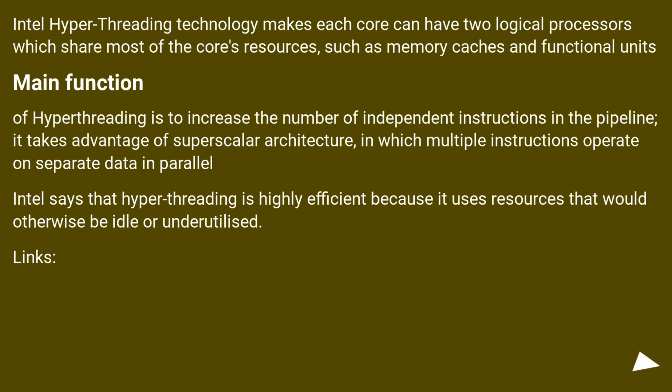Intel hyperthreading technology makes each core have two logical processors which share most of the core's resources, such as memory caches and functional units. The main function of hyperthreading is to increase the number of independent instructions in the pipeline. It takes advantage of superscalar architecture, in which multiple instructions operate on separate data in parallel. Intel says that hyperthreading is highly efficient because it uses resources that would otherwise be idle or underutilized.